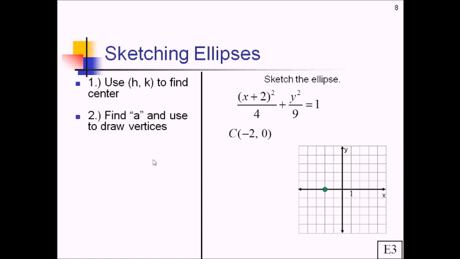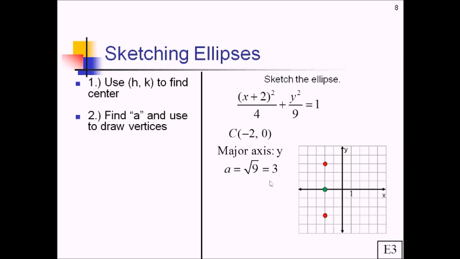Next, we're going to find the a value and use that to draw the vertices. Now, before we even find a, let's figure out the major axis here. That's going to be y. So we're going to take the square root of the thing that's under y, because that's the larger denominator. Square root of that is going to give us an a value of 3. Since it's major axis y, that means we need to go 3 up and 3 down from our center. So 3 up and 3 down.